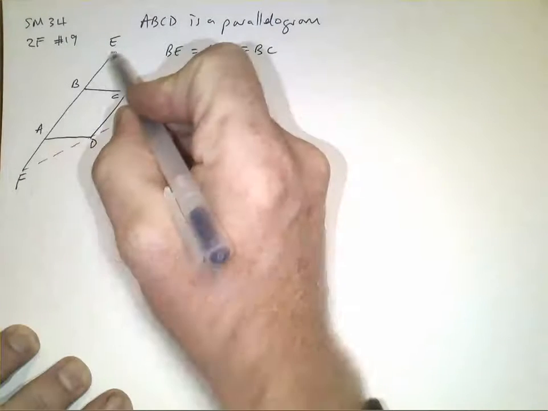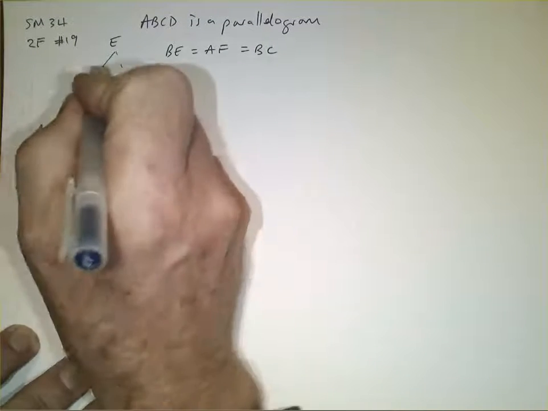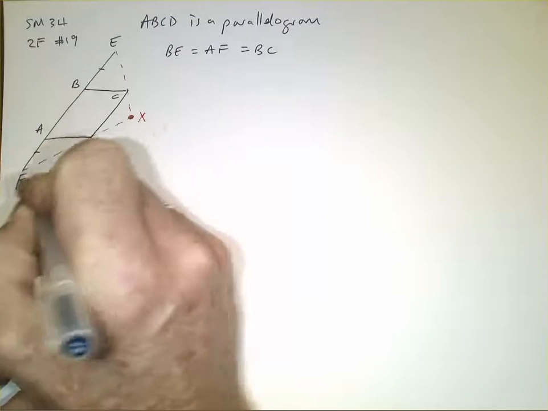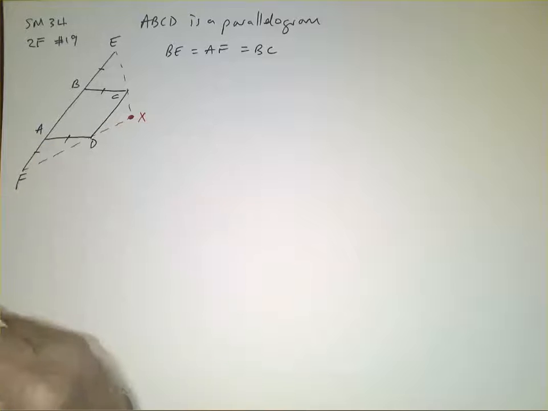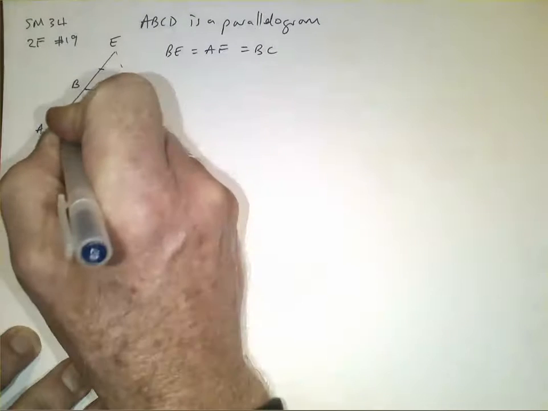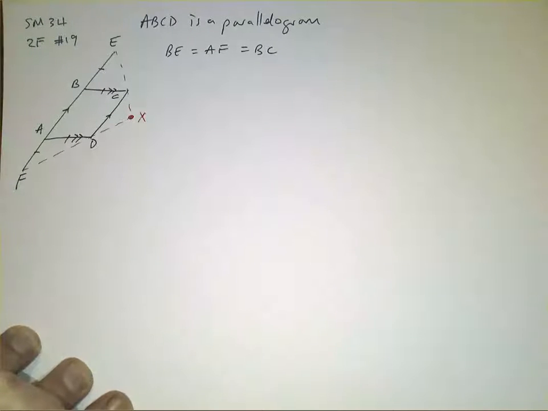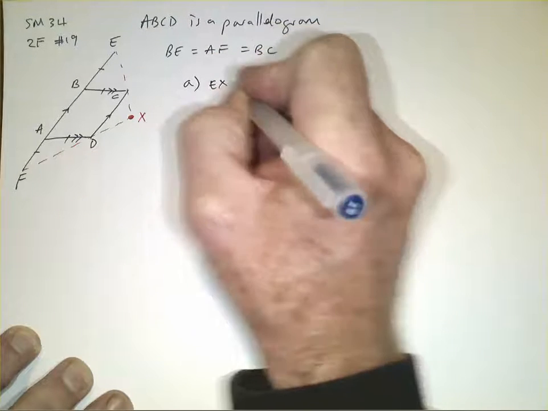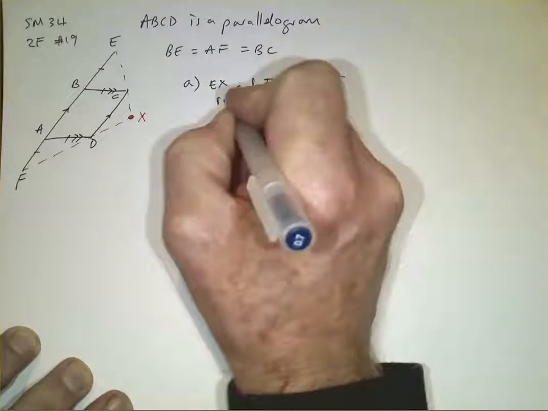B to E and A to F is an extension of that line. And I know that BE distance equals AF distance, which equals BC distance. And because it's a parallelogram, that's also equal to that. If it's a parallelogram, I know they're parallel, because it's been stated to be a parallelogram. Okay, in part A, I've got to prove that EX and FX meet at right angles.